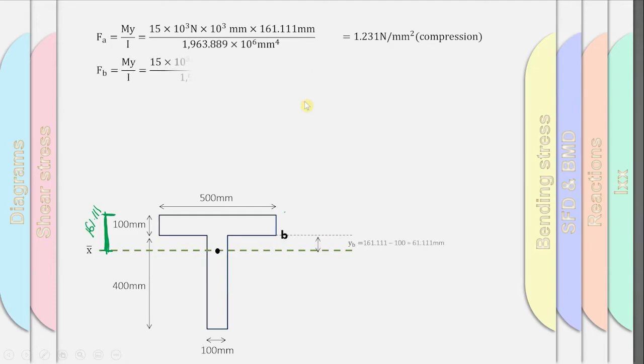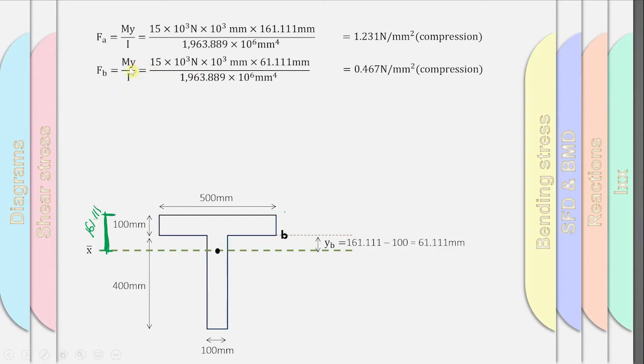And for point B, I'm not going to explain about M and I. I'm just going to explain about Y. Y is the distance from point B to the centroid of the whole section, which, from the top to the centroid, is 161.111. So you just minus the 100, because you want to get this distance. So 161.111 minus 100, you will get 61.111. That is for point B.